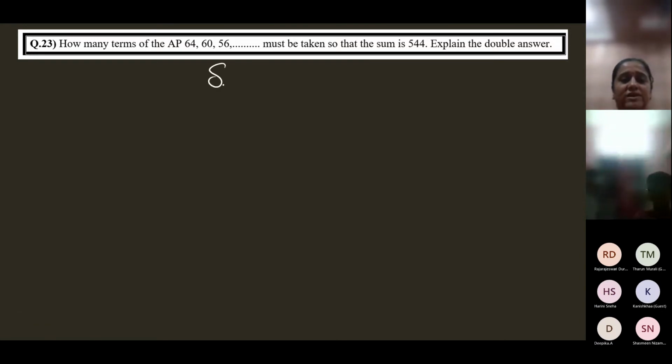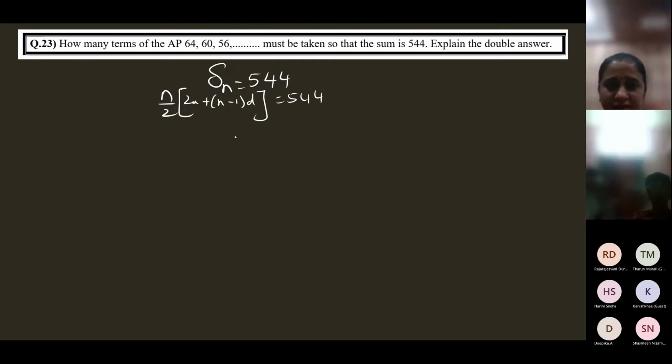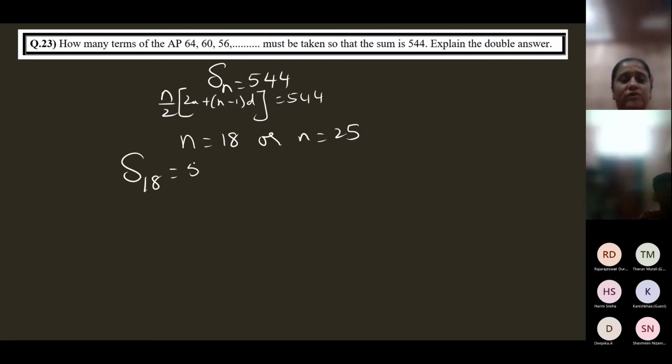Now when you work this, Sn is equal to 544. So you know how to work this. Sn means n by 2 of (2a plus (n minus 1) into d) is equal to 544. And you know the values of a and d, so you'll get a quadratic equation in n and you'll get two values for n. Supposing you get n is equal to 18 or n is equal to 25, now you have to go with both the values. So n can be 18, n can be 25, which means S18 is equal to 544 or S25 is equal to 544. Yeah, both. You don't have a reason to reject anything.